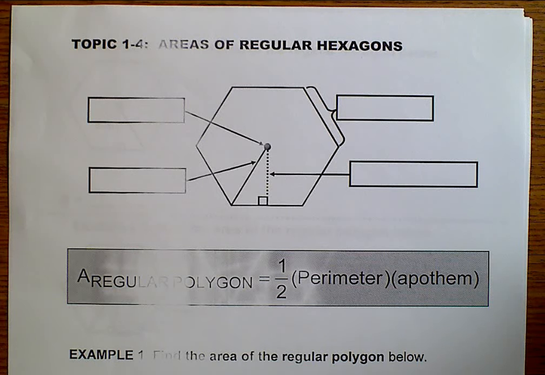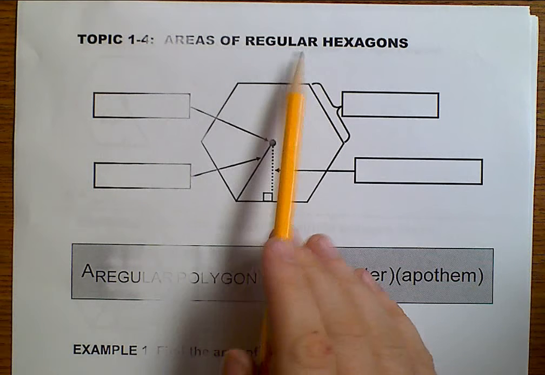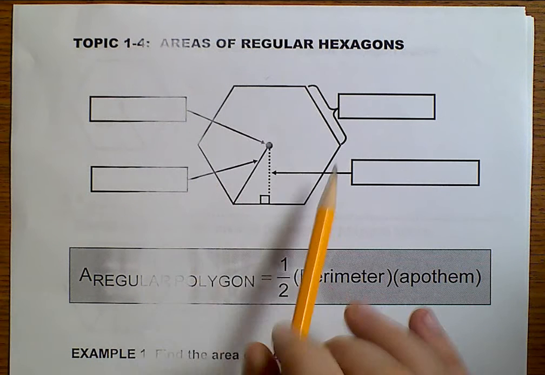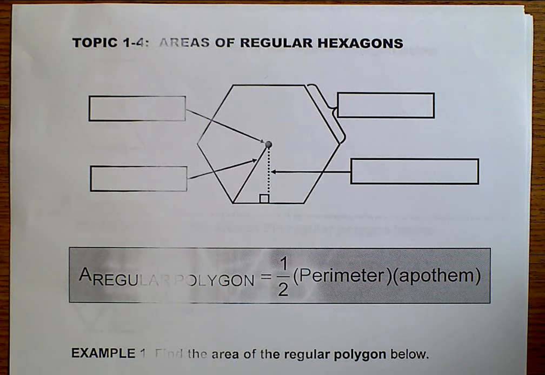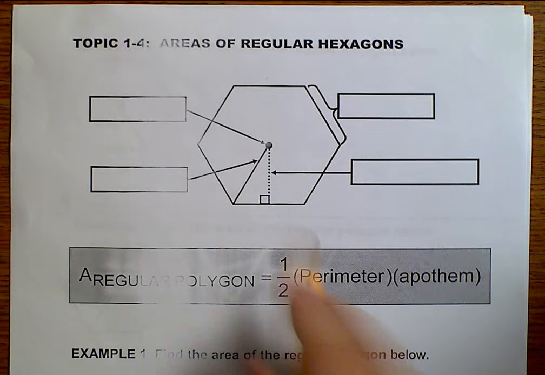Hello, this is Geometry Topic 1-4, finding the area of a regular hexagon. So, finally we get to a shape that we really didn't have a good way of finding the area of before, and now we have a good way to find the area of it. So we've got a regular hexagon. That means that all the sides are the same, and we're going to give you a method to find the area of that hexagon. So we're going to label the parts.